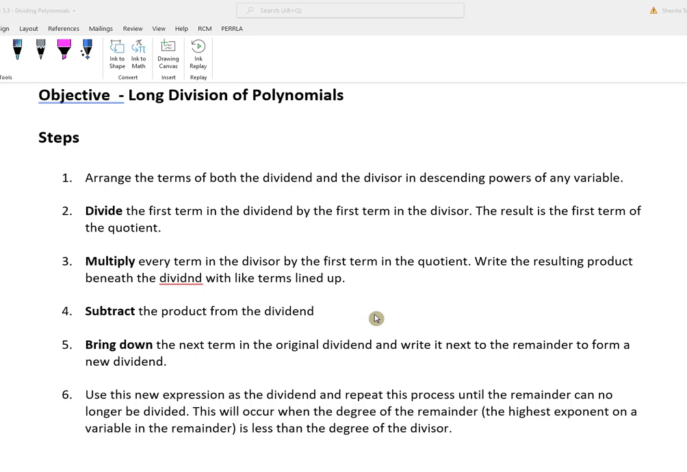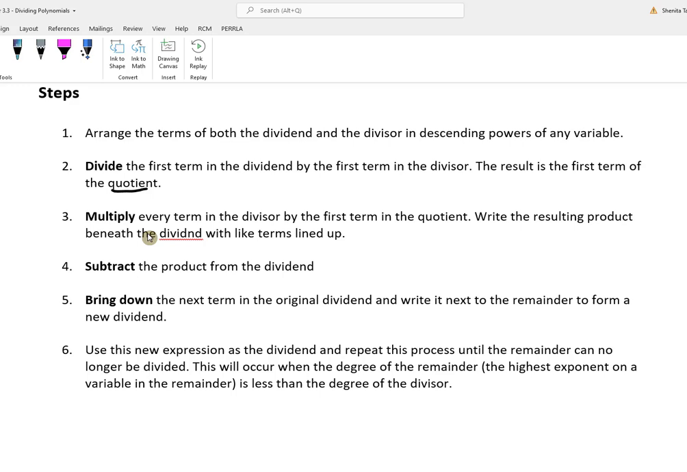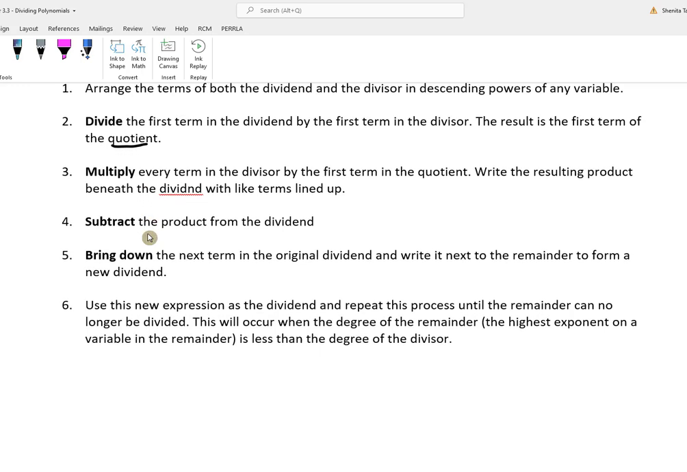So, with long division, you think of it just as you would do with numbers, except in this one you'll have variables and numbers. So you're going to arrange the terms of both the dividend and the divisor in descending powers of any variable. Divide the first term in the dividend by the first term in the divisor. The result is the first term of the quotient. Your quotient is actually your answer. Then you're going to multiply every term in the divisor by the first term in the quotient. Write the resulting product beneath the dividend with like terms lined up. Subtract the product from the dividend.